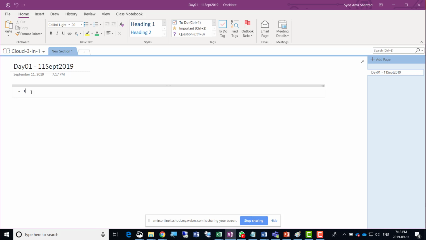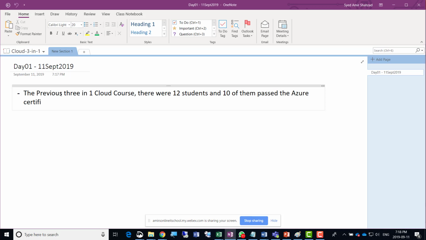So first of all, the previous cloud course. Okay, the font is supposed to be 20. Yeah, the previous 3-in-1 cloud course. There were 12 students, and 10 of them passed the Azure certification. It was not easy, but they really worked hard, and that's what I want you to do. If you're committing to the course, you must be ready to work hard. Nothing is easy, but nothing is impossible as well.